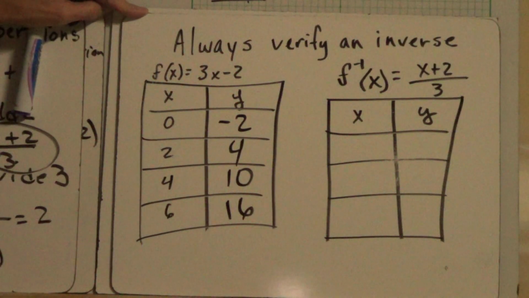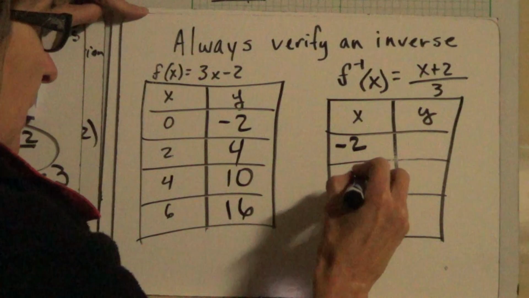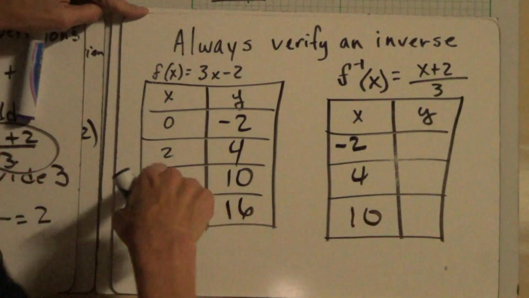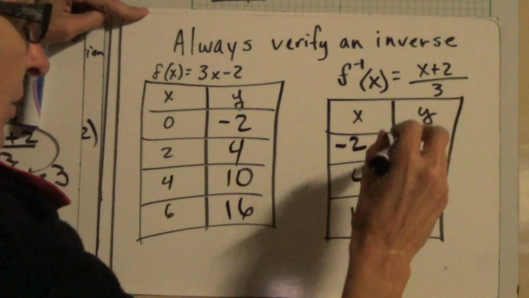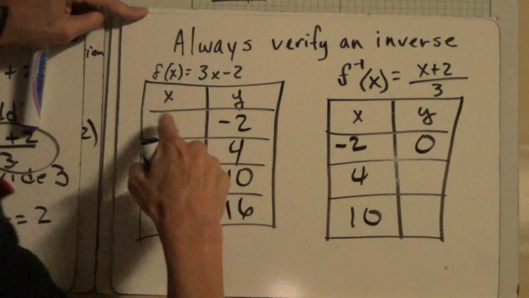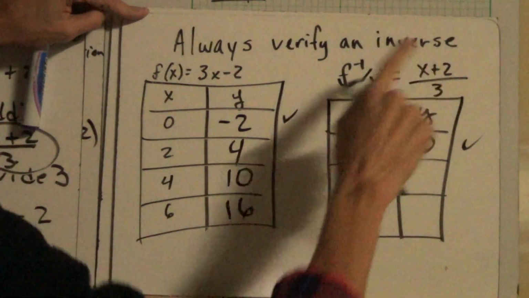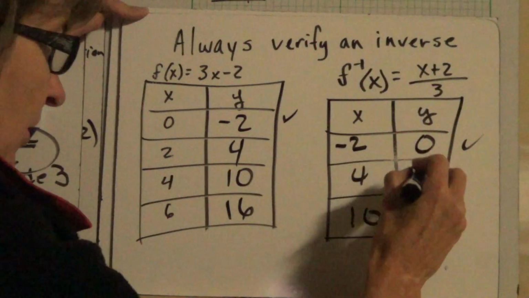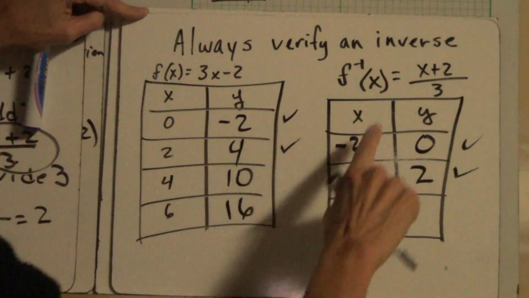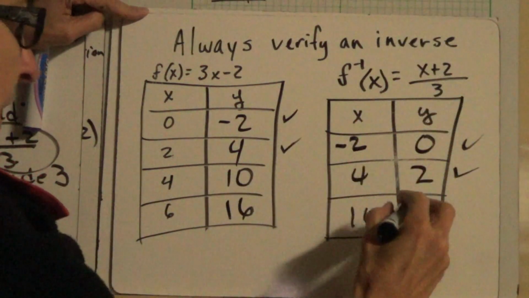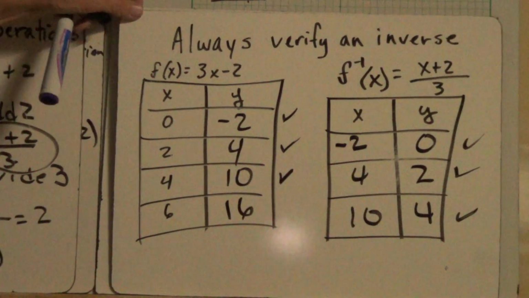Pause the video if I'm going too fast. So now when we plug in negative 2, 4, 10, we should end up with these inputs. Negative 2 plus 2 is 0, 0 divided by 3 is 0. Got it. That one checked. 4 plus 2 is 6, divided by 3 is 2, check. And 10 plus 2 is 12, 12 divided by 3 is 4, check. I'm not even going to bother with the last one.